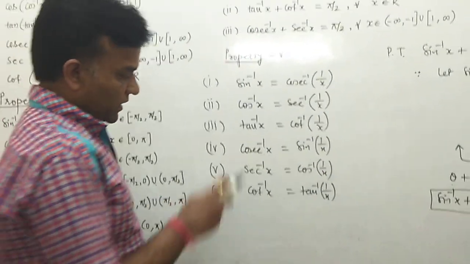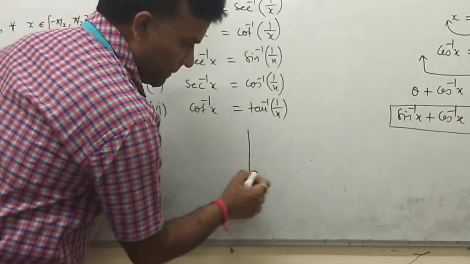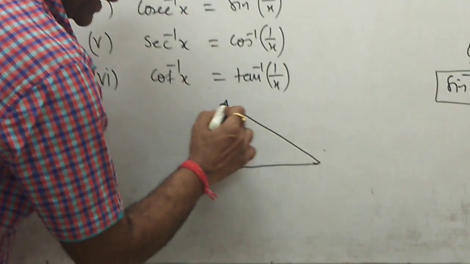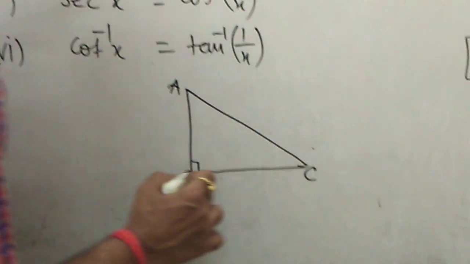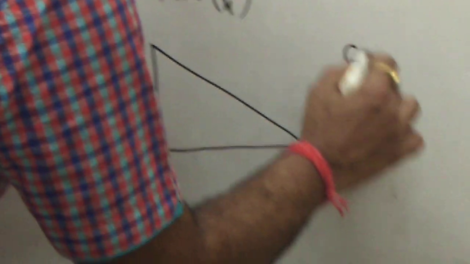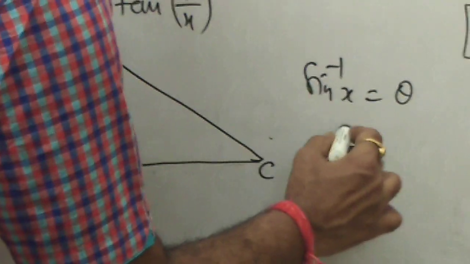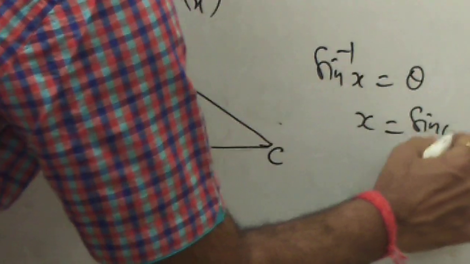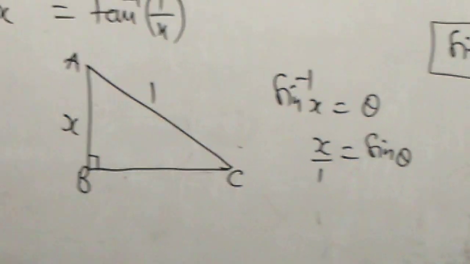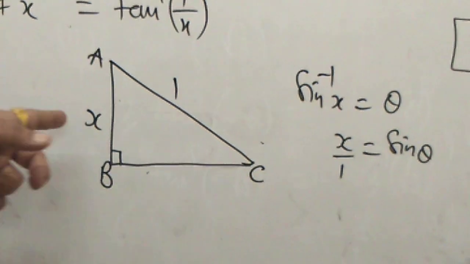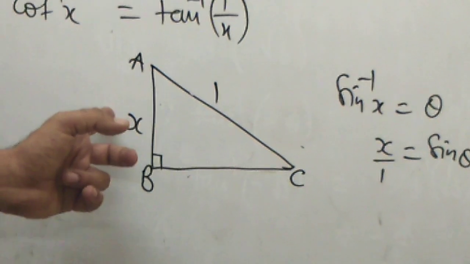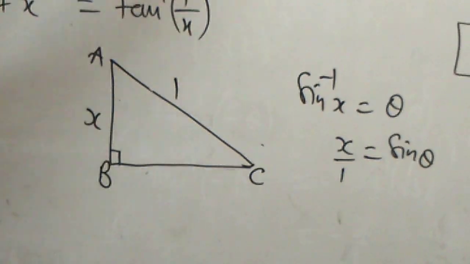We know this from the concept of the right angle triangle. Take triangle ABC, right angled at B. Let sin inverse x equal theta, so x equals sin theta, that is x upon 1. Write 1 as the hypotenuse and x as the perpendicular. So this is sin inverse x, because it is x by 1, and cosec inverse x is h by p, hypotenuse upon perpendicular. You get the same result.